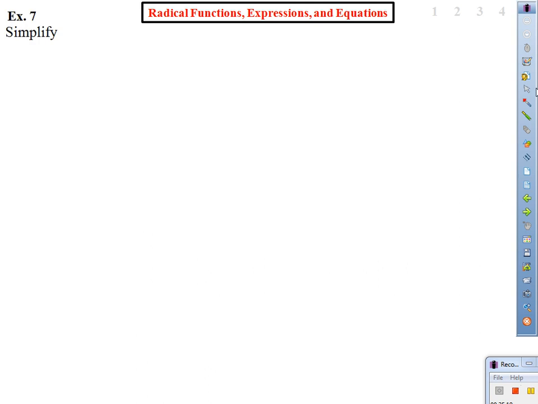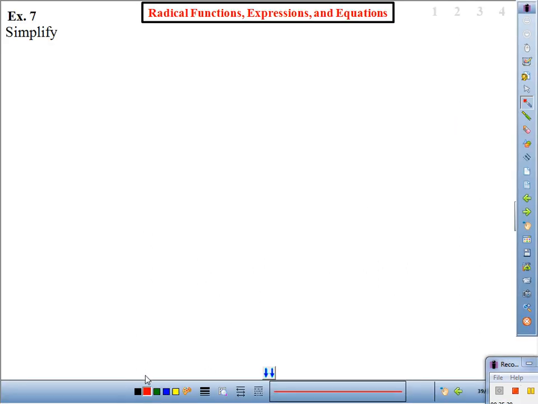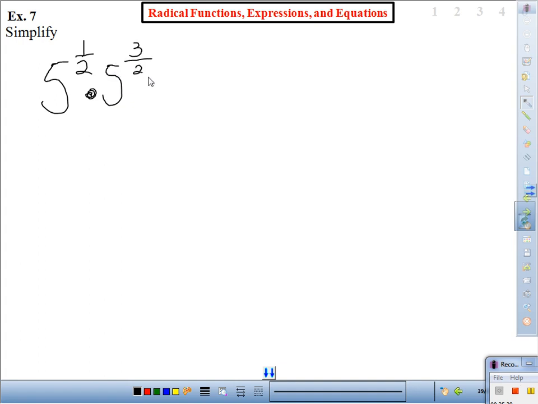Ready? Here we go. Example 7. 5 to the 1/2 times 5 to the 3/2. Don't say it out loud. See if you can do that one by yourself. Simplify to lowest terms. Keep the answer to yourself. Give him a chance.